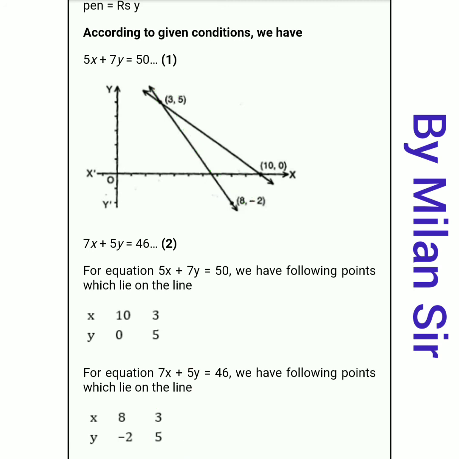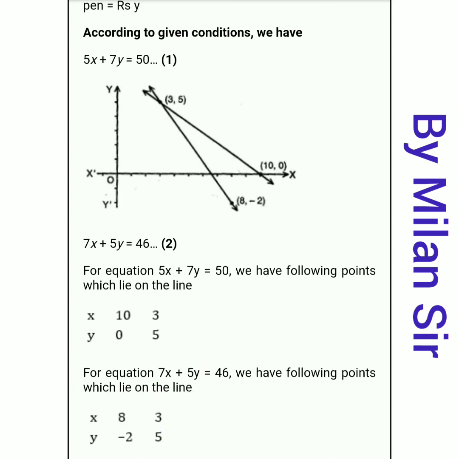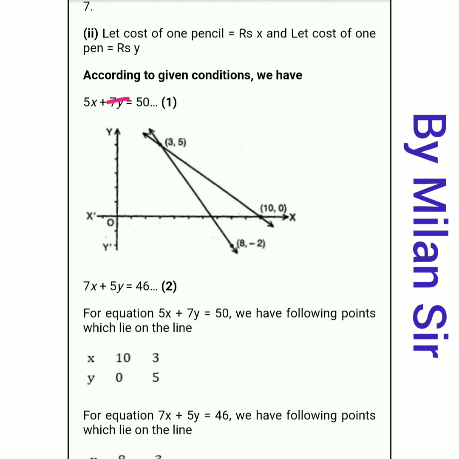Now find the intersection point of these two lines. Already we found it: 3, 5. Because 3, 5 satisfies both equations. So 3, 5 is the intersection point of both these lines. So this is our answer: 3, 5. x is equal to 3 and y is equal to 5.